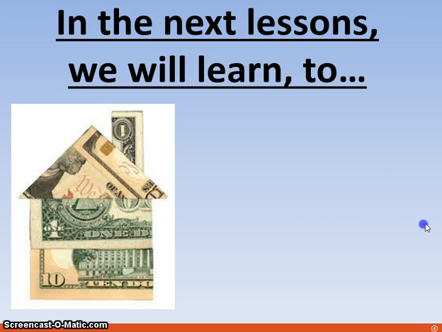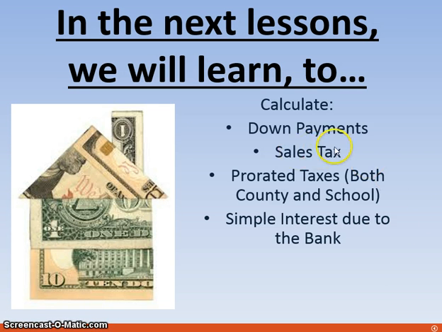So in the next 3 lessons, we are going to learn to calculate down payments and sales tax, which is going to be in this lesson, prorated taxes, both county and school, which will be in lesson 2, and simple interest due to the bank, which would be in lesson 3.